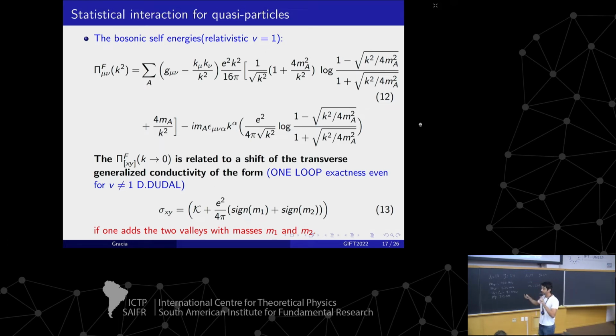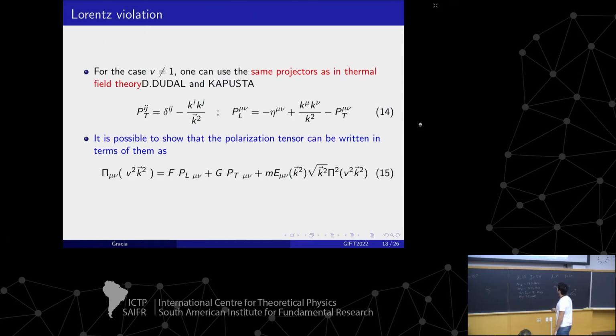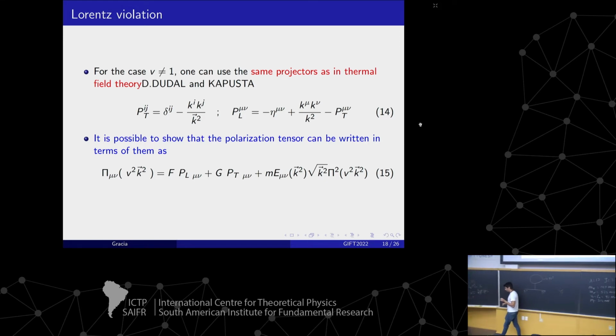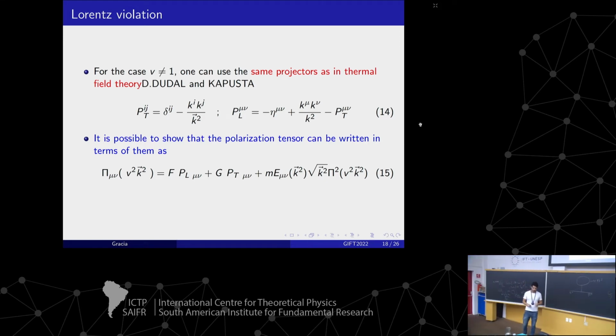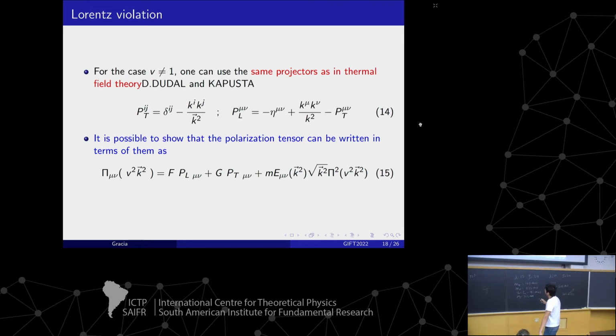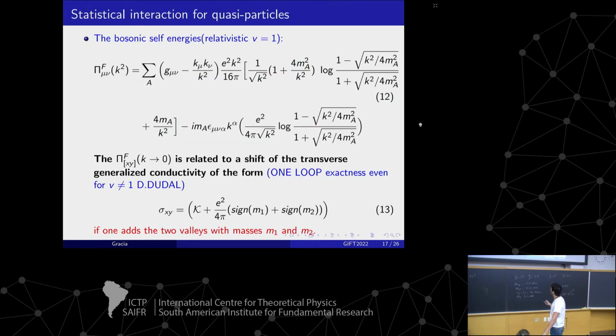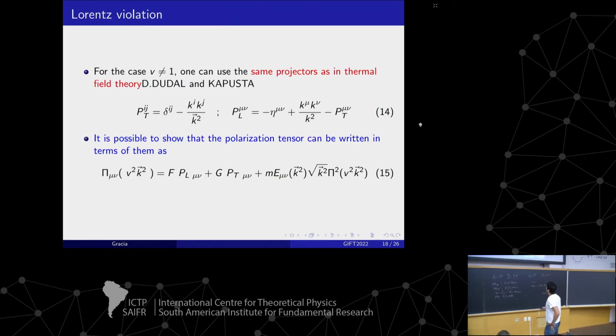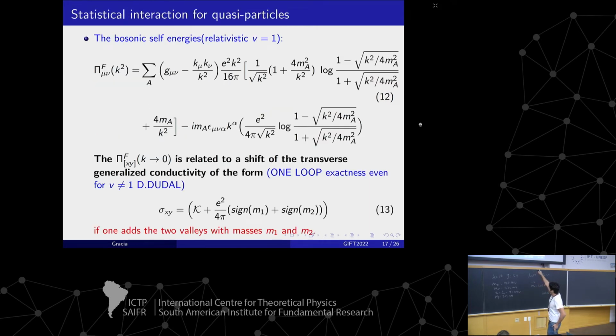And we are allowing a more general scenario with different gaps for valley 1 and 2. If we have isotropically broken Lorentz symmetry, we can use the same approach as in thermal field theory. You can look, it's well known, projectors, and we can find the polarization tensor in this scenario. The first one was for relativistic, okay? But the conclusion is the same. I will talk about that.